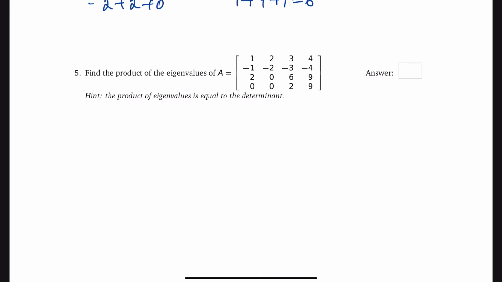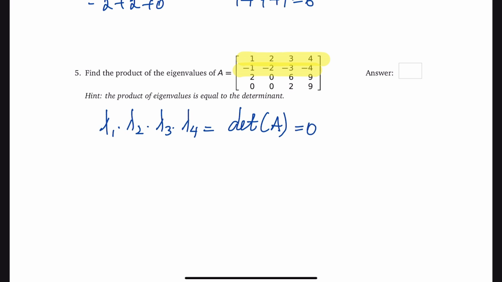So in problem number 5, we need to find the product of the eigenvalues of this matrix. We know that the product of the 4 eigenvalues of this matrix is going to be equal to the determinant of this matrix. So we don't need to find all of the eigenvalues in order to find their product. And the determinant of this matrix is pretty easy to find because we see that the first two rows of this matrix are linearly dependent. So essentially you can get one row by just multiplying the other by a constant. And we know by the property of determinants, if two rows are linearly dependent, then the determinant is simply equal to 0.